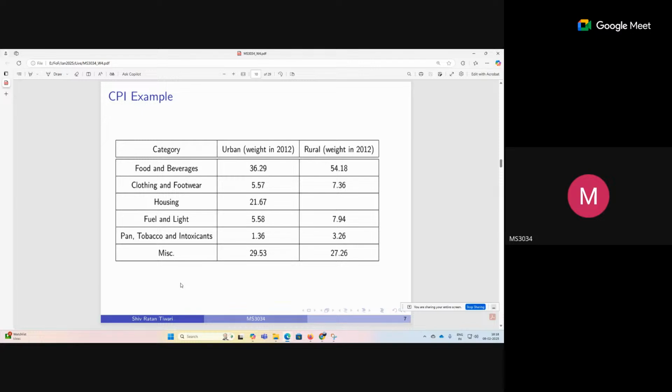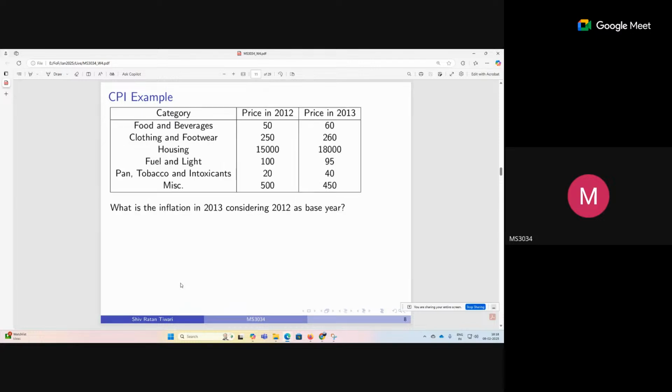So if these weights are given to you, and we take the average prices of these different categories, for example, the price of food is 50 rupees in 2012 and so on. I have given prices in 2012 and 2013. And then the question asks what is the inflation in 2013 considering 2012 as the base year. So how do we calculate that?